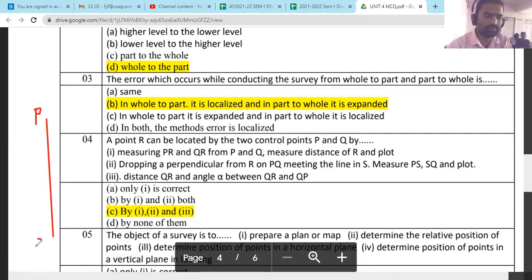Is this visible, everyone? Yes, sir. Yes, this is P and Q. Okay, two control points. There is a point R. I have to locate this point R with respect to this PQ line.